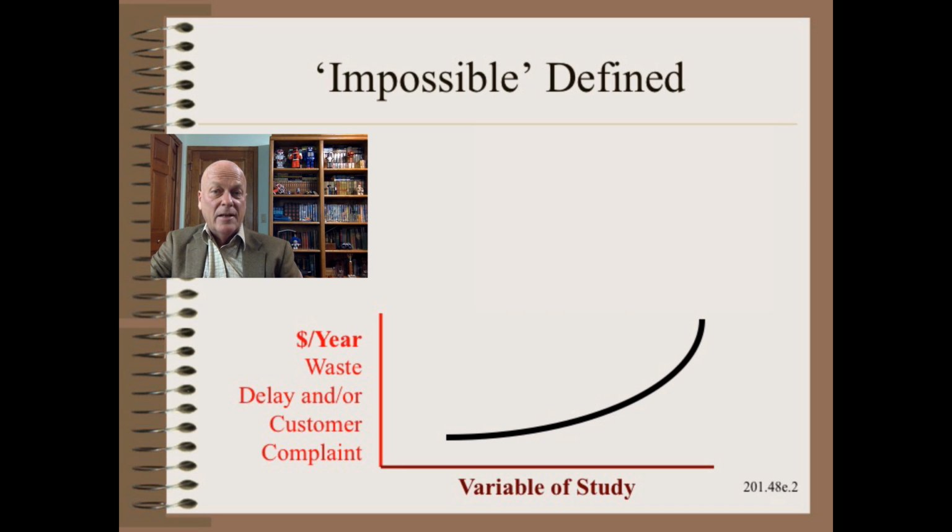So, just what is impossible? Well, it depends on who you ask, because everyone's tolerance for pain differs. However, rather than using opinion, let us use economics. As seen in the figure, the y-axis is the reason for being in business in the first place. Money. More specifically, we will sum the costs of waste, delay, and customer complaints, and so on, as a function of some variable we are studying.